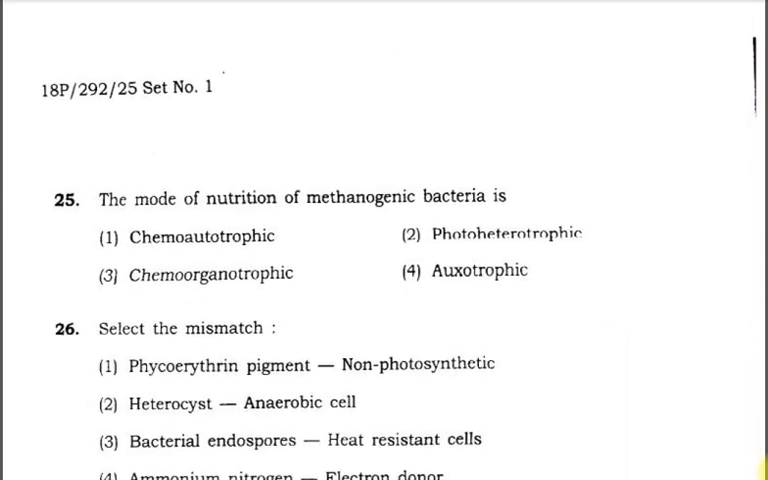The next question, number 25. The mode of nutrition of methanogenic bacteria is: 1, chemoautotrophic; 2, photoheterotrophic; 3, chemoorganotrophic; 4, auxotrophic. So the correct option is chemoautotrophic. Chemoautotrophs obtain the energy from electrons which are found in the hydrogen gas and produce methane and other organic compounds.